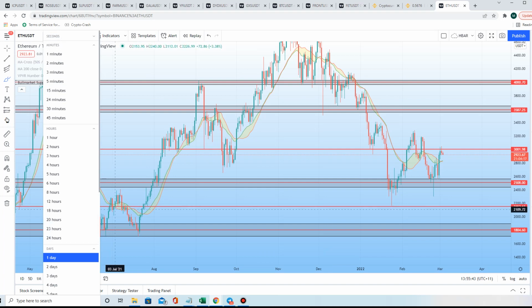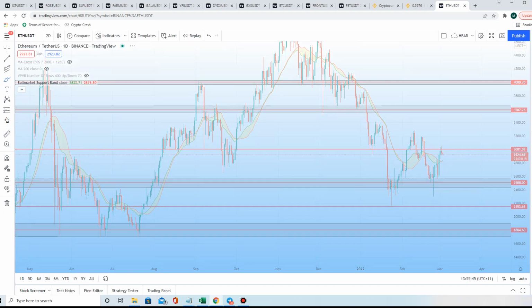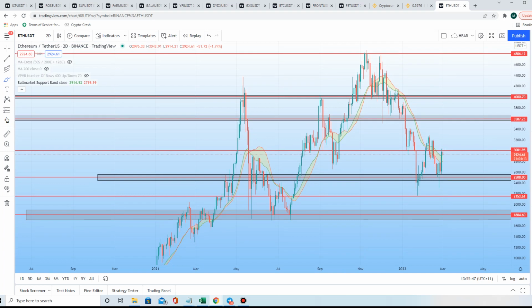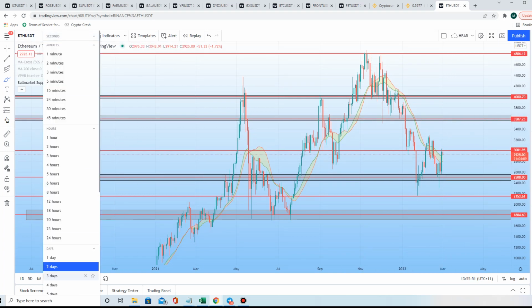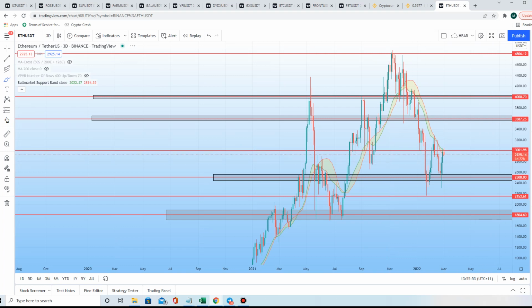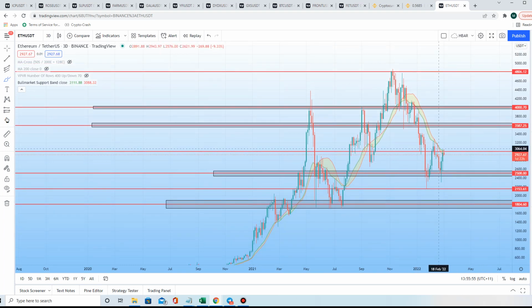But of course, if we do flip $3,000, it is going to be looking a little bit more optimistic, as we will have another green candle on the 2-day, on the 3-day, and we'll be closing above that bull market support band on the 3-day chart.